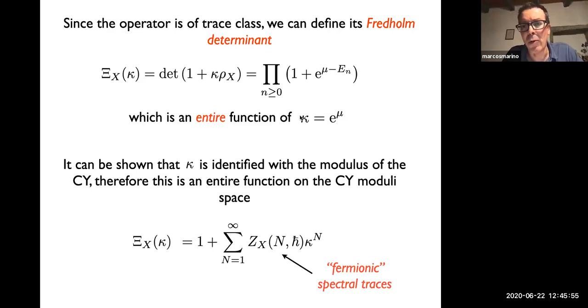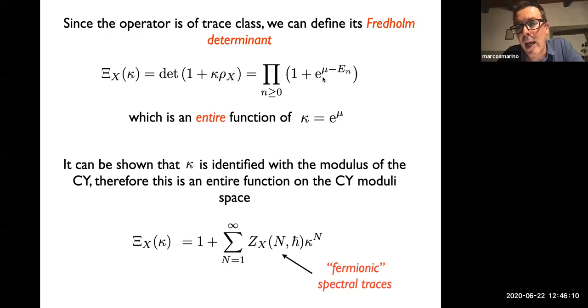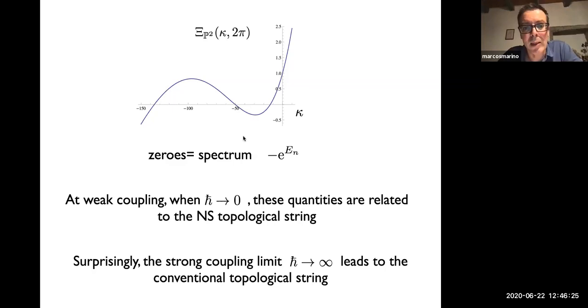Now, let me also mention that if you know the spectral determinant, then you know the spectrum, because the zeros of the spectral determinant give you the spectrum. It's very easy to see here in this definition that when kappa is minus e to the minus n, then this is going to vanish. So this is an entire function whose zeros are the spectrum of the operator. For example, you can compute it, say, for local P2, it has this shape, and you can see the zeros here.